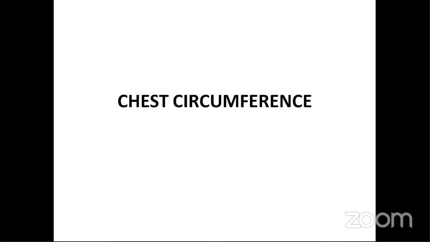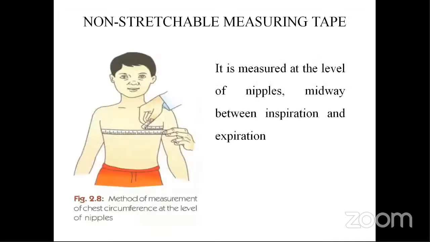So next is chest circumference. The instrument used is a non-stretchable measuring tape. So how do we measure the chest circumference? It is measured at the level of the nipples, midway between inspiration and expiration. So this is how you measure the chest circumference.